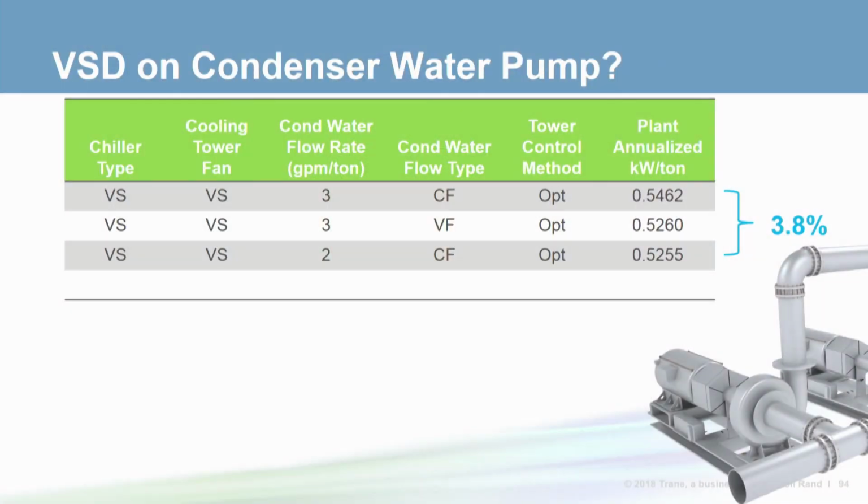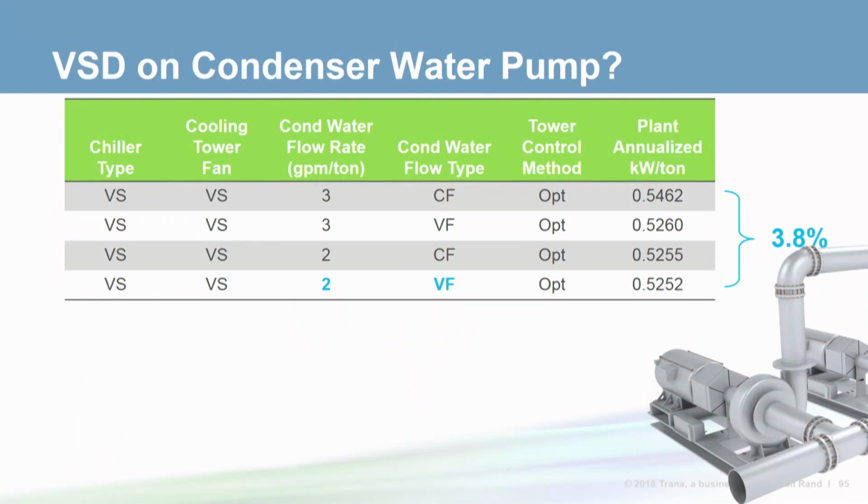So let's look at that same system with a constant flow pump and a lower design condenser water flow rate. In this case, 2 GPM per ton. The performance is calculated using the same pipe sizes as the 3 GPM per ton system. With constant flow condenser water pumps designed at 2 GPM per ton, the annualized system performance is a little bit better than the higher design flow rate and dynamically varying the pump speed.